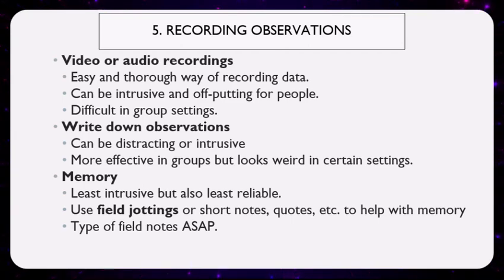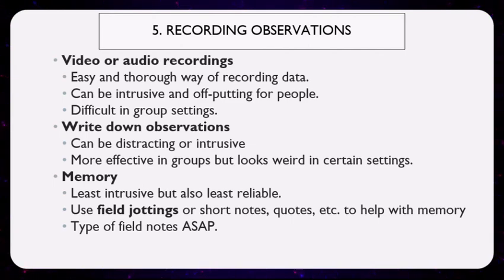We can also write down observations. This can also be distracting or intrusive if we're sitting in the corner writing in a notebook or talking to someone and writing something down. It's more effective in groups, but looks weird in certain settings. Lastly, we have memory. This is the least intrusive way of collecting our data, but it is also the least reliable because it relies on our memory.